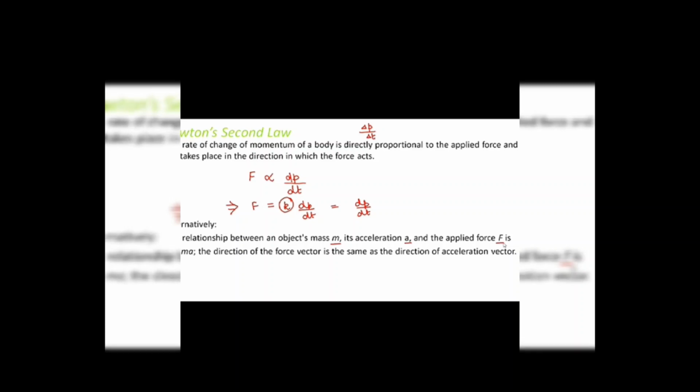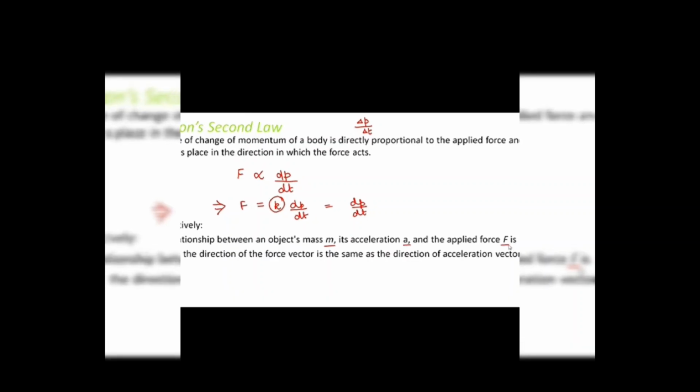It says that if there is an object of mass m which moves with an acceleration a, then the force acting on that body is given by mass into acceleration. It means force is equal to mass into acceleration. Force and acceleration both act along the same direction.